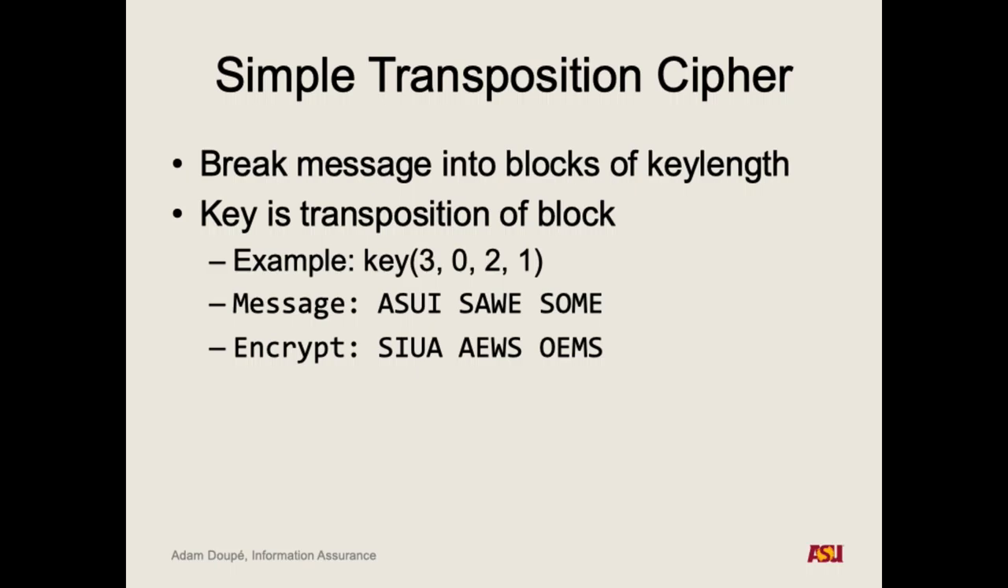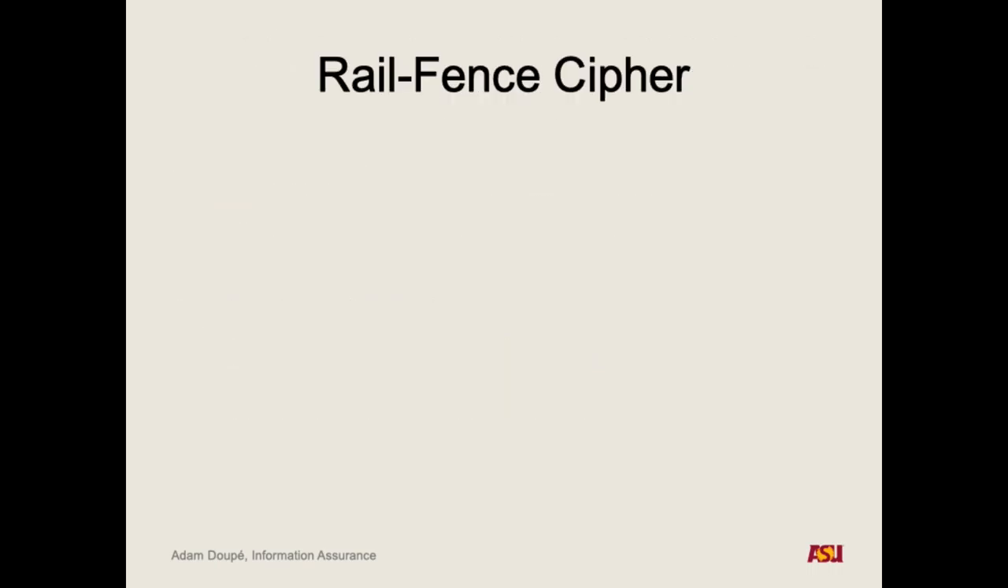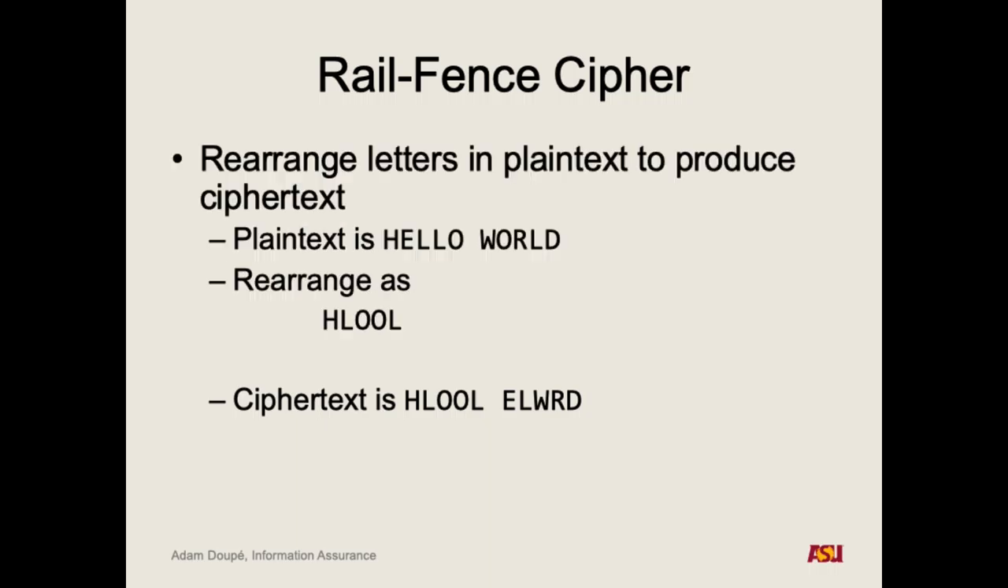If I see a letter in this block, where do I know that letter came from in the ciphertext? Did it come from anywhere in the ciphertext? No, just the first four letters, or the key length. So a problem here is that you're only shifting around characters in a single block. There's a slightly more complicated version of this called the rail fence cipher.